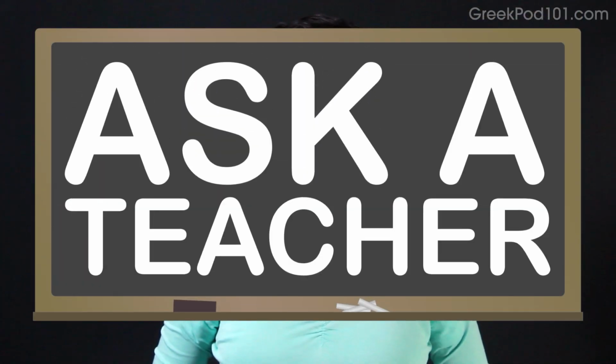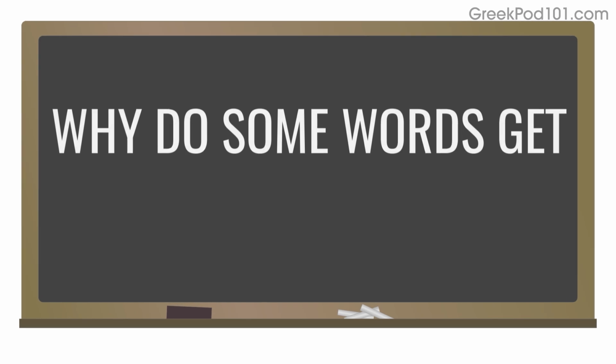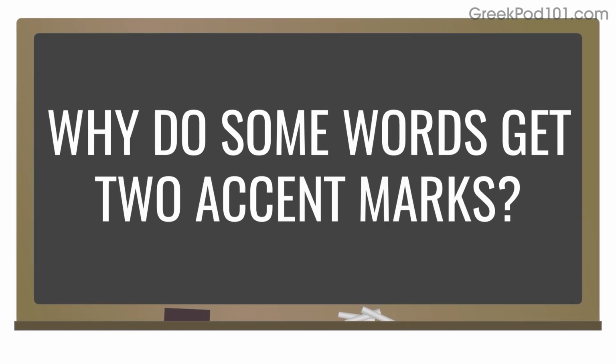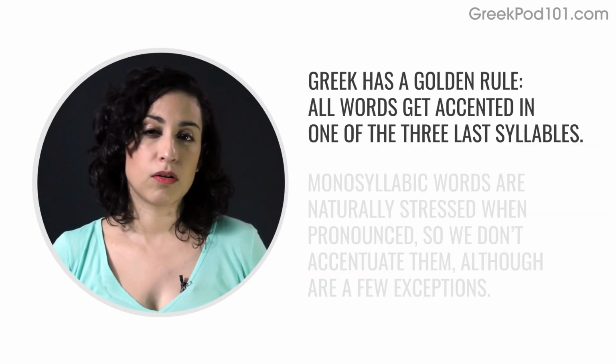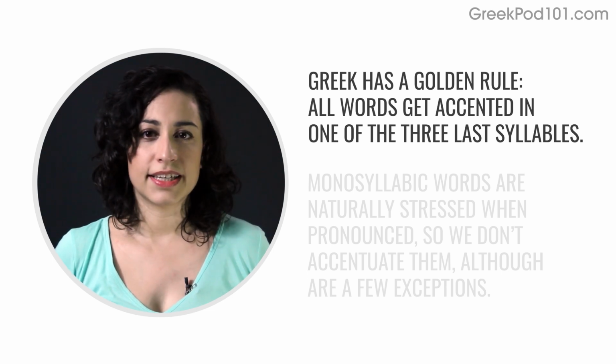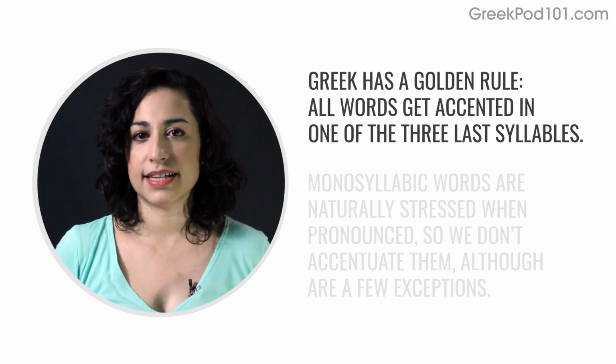Hi everybody, Stefania here. Welcome to Ask a Teacher, where I'll answer some of your most common Greek questions. The question for this lesson is, why do some words get 2 accent marks? Greek has a golden rule. All words get accented in one of the 3 last syllables.